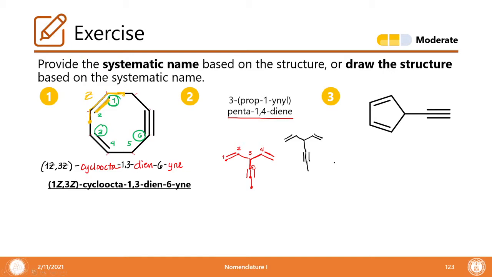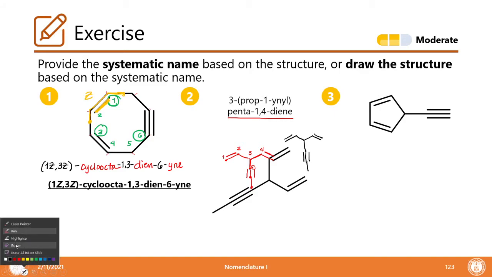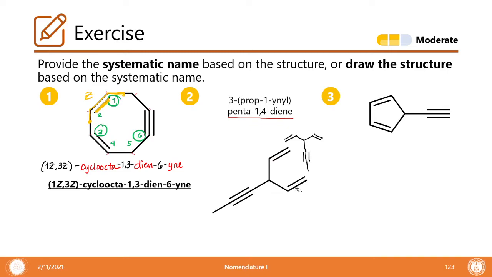There we go. Okay, so let's confirm that. Here's the drawing, and it's the same. So let's go to the next structure. We have a cyclic compound with two alkenes and a linear part of that compound with an alkyne.